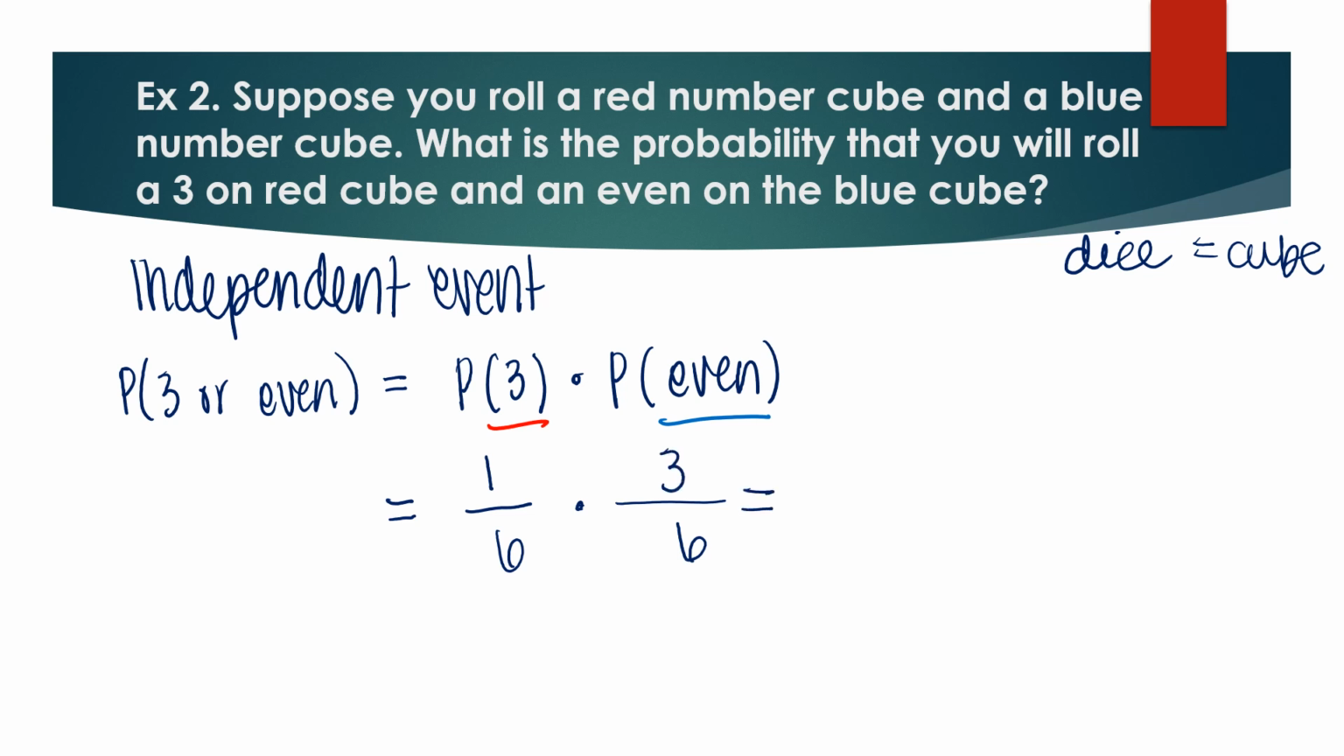So we could go ahead and cross cancel before we multiply. So 3 divided by 6, that would be 1 and 2. So then we're going to go ahead and multiply that. We get 1 over 12, and that would be our answer.